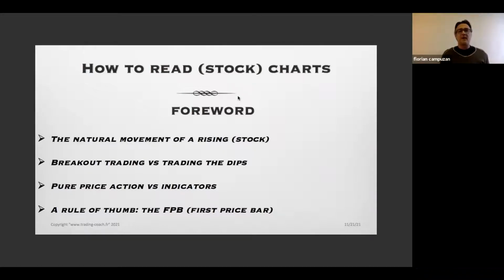Well, I was talking about breakout trading. I have a word that I found: the first price bar, because before the first price bar there is no way to trade, and after that it's too late. So it's like trading the pivot point. For many years I knew that I had to take the pivot point, and I was chasing stocks, and like traders say, chasing stock is like crime, it doesn't pay.